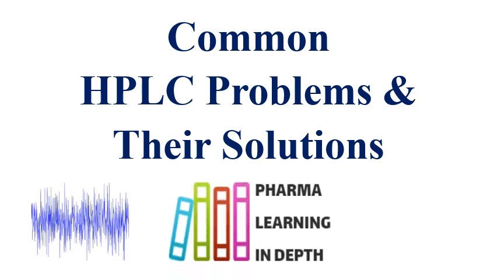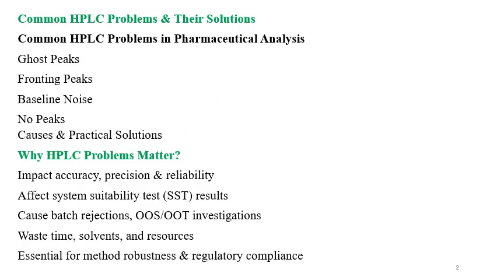Chromatographic techniques are used for the analysis of pharmaceuticals, and HPLC is one of them. HPLC is a very widely used analytical testing technique for pharmaceuticals. There are certain common problems in HPLC. These are related to the analyte, the chromatographic conditions, or the equipment. In this video, we will learn some of the common problems and how to solve them. So let's start with the introduction.